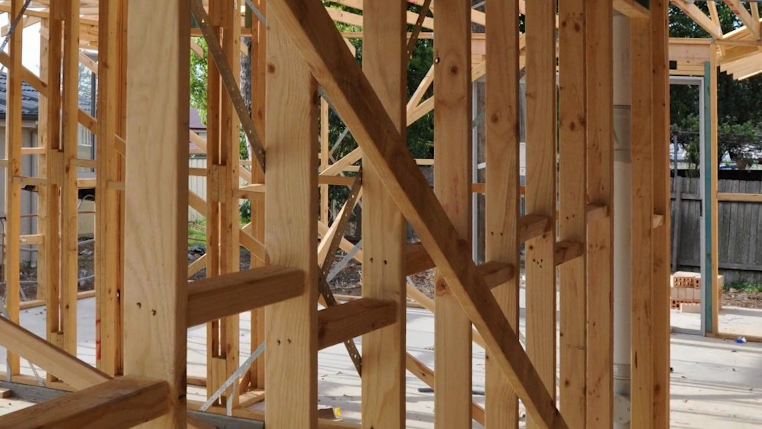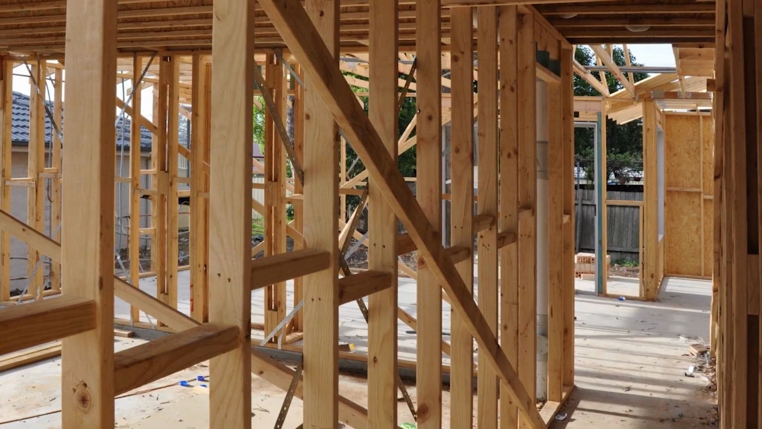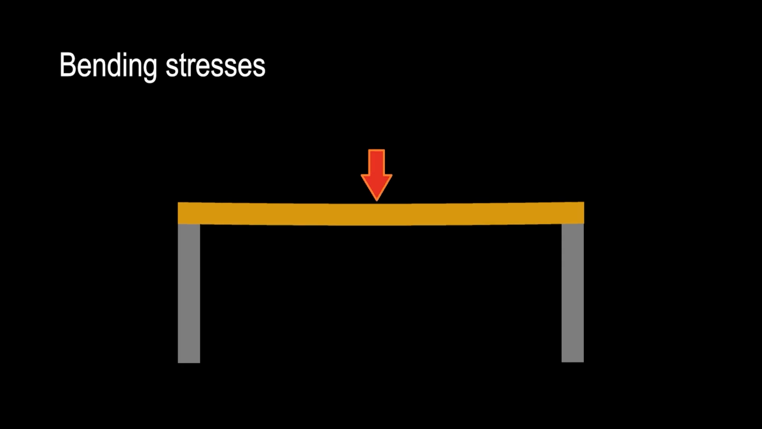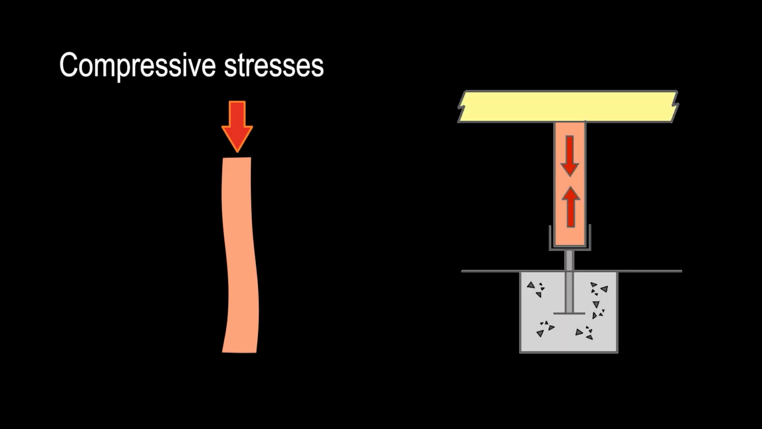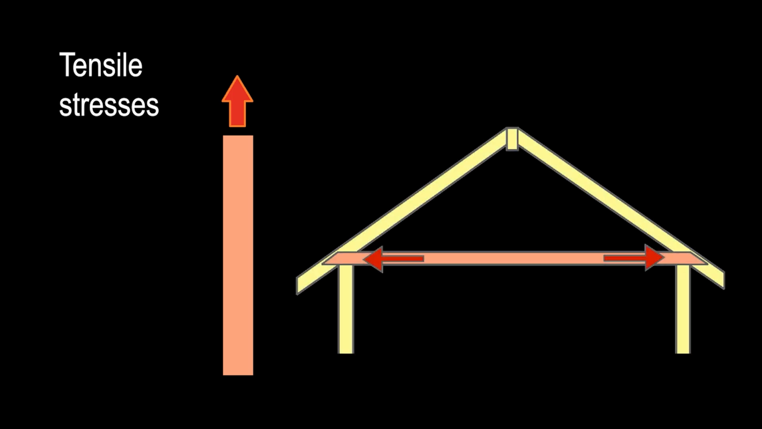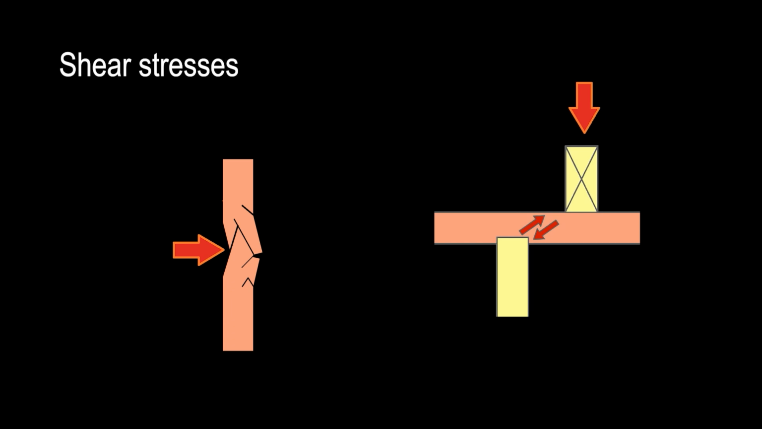When timber is used for structural purposes, it needs to withstand the stress forces acting on it. These forces include bending stresses, such as in a beam that deflects under a load, compressive stresses that tend to crush the fibers in the timber, tensile stresses that tend to lengthen or pull apart the fibers, and shear stresses that have a sliding or shearing action, which tends to split the fibers.